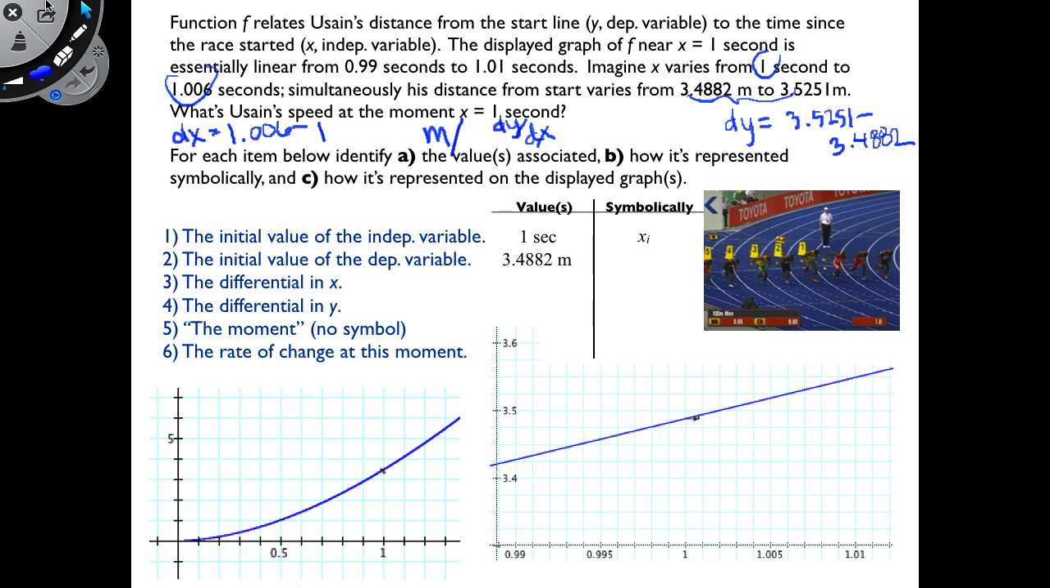All right, so what about the initial value of the dependent variable? There's a couple ways we could write this, actually. Initial value of the dependent variable, kind of similar to how we did the last one, could be y initial, or we have a function name here. How could I write it using function notation?